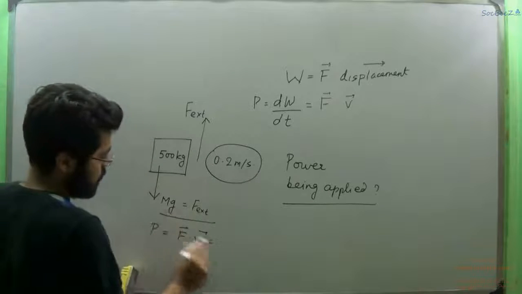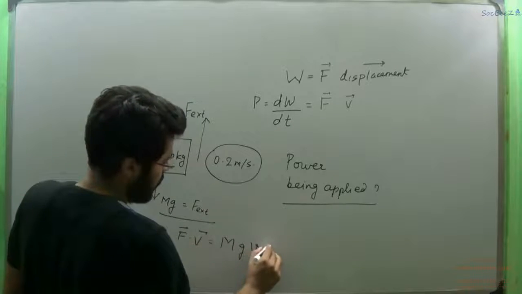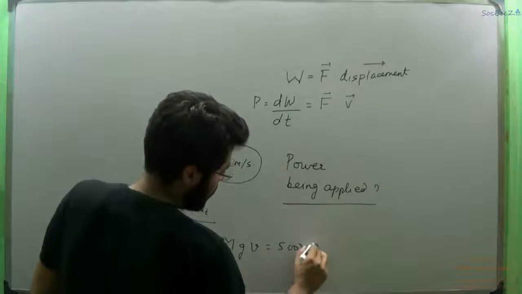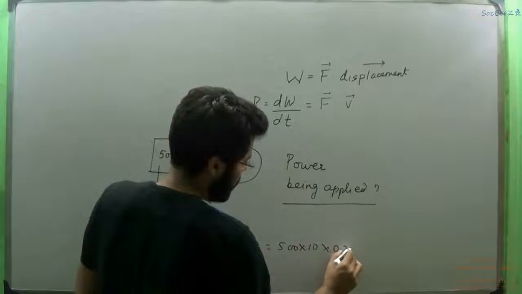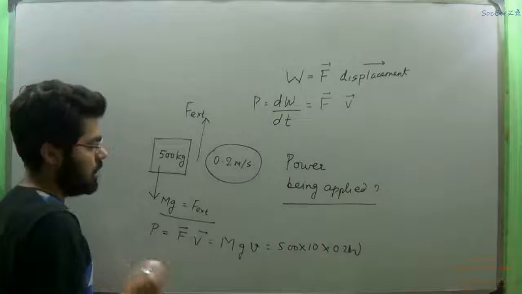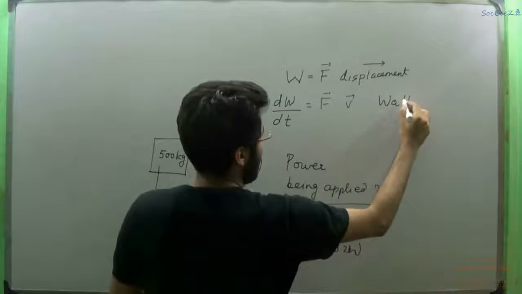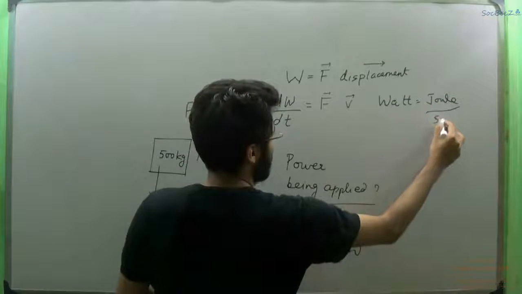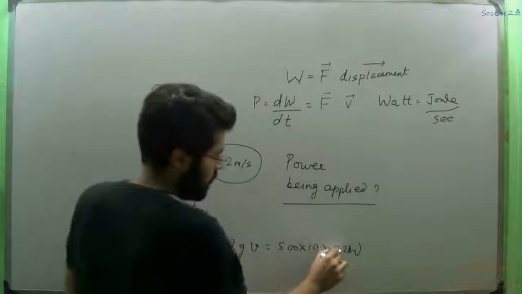Now this force is equal to what? mg, into velocity v. So mass 500 kg into g, say 10 meter per second square, into velocity 0.2 meter per second. So this is going to be in watt. The SI unit of power is watt, that is joule per second. Very simple to calculate.